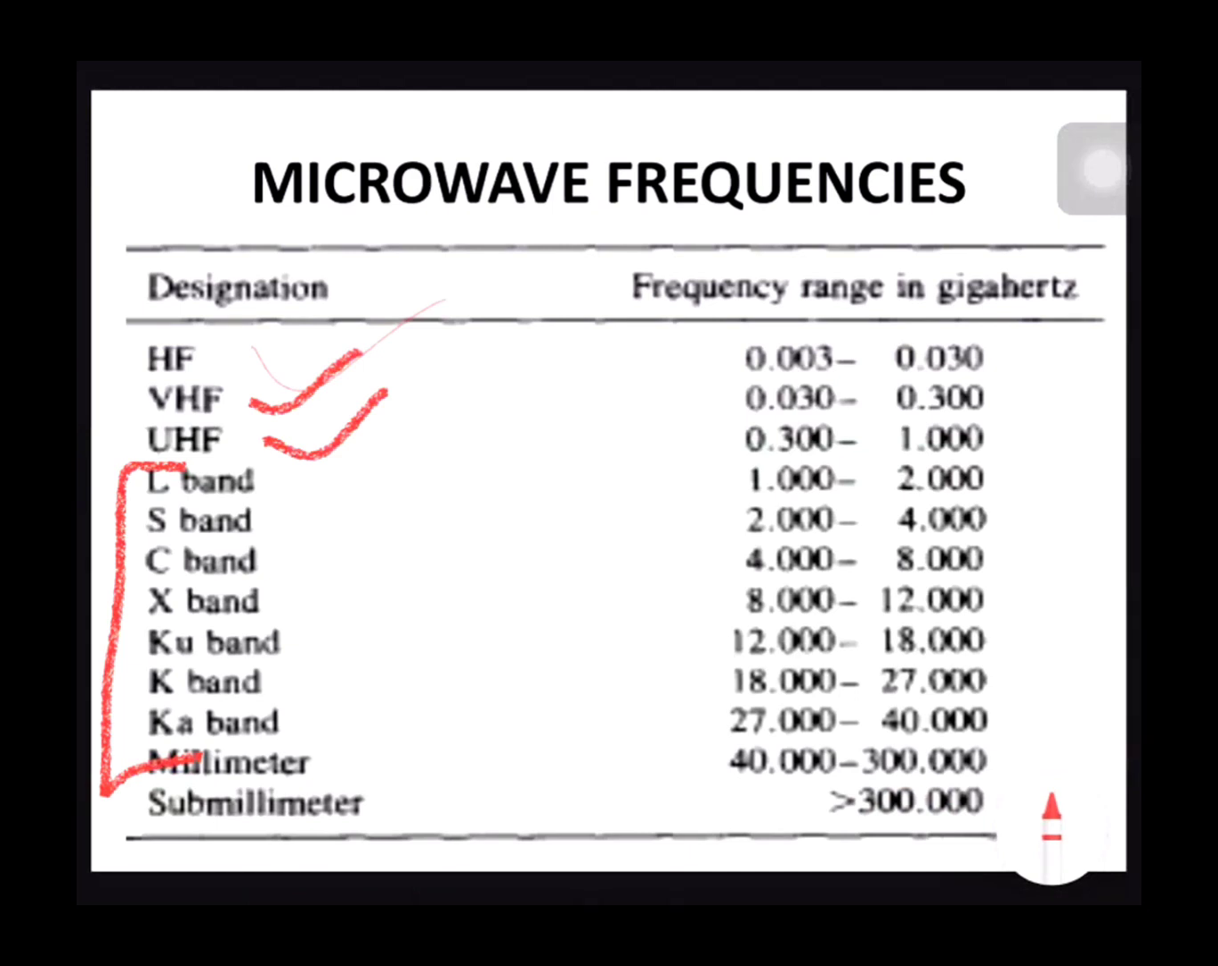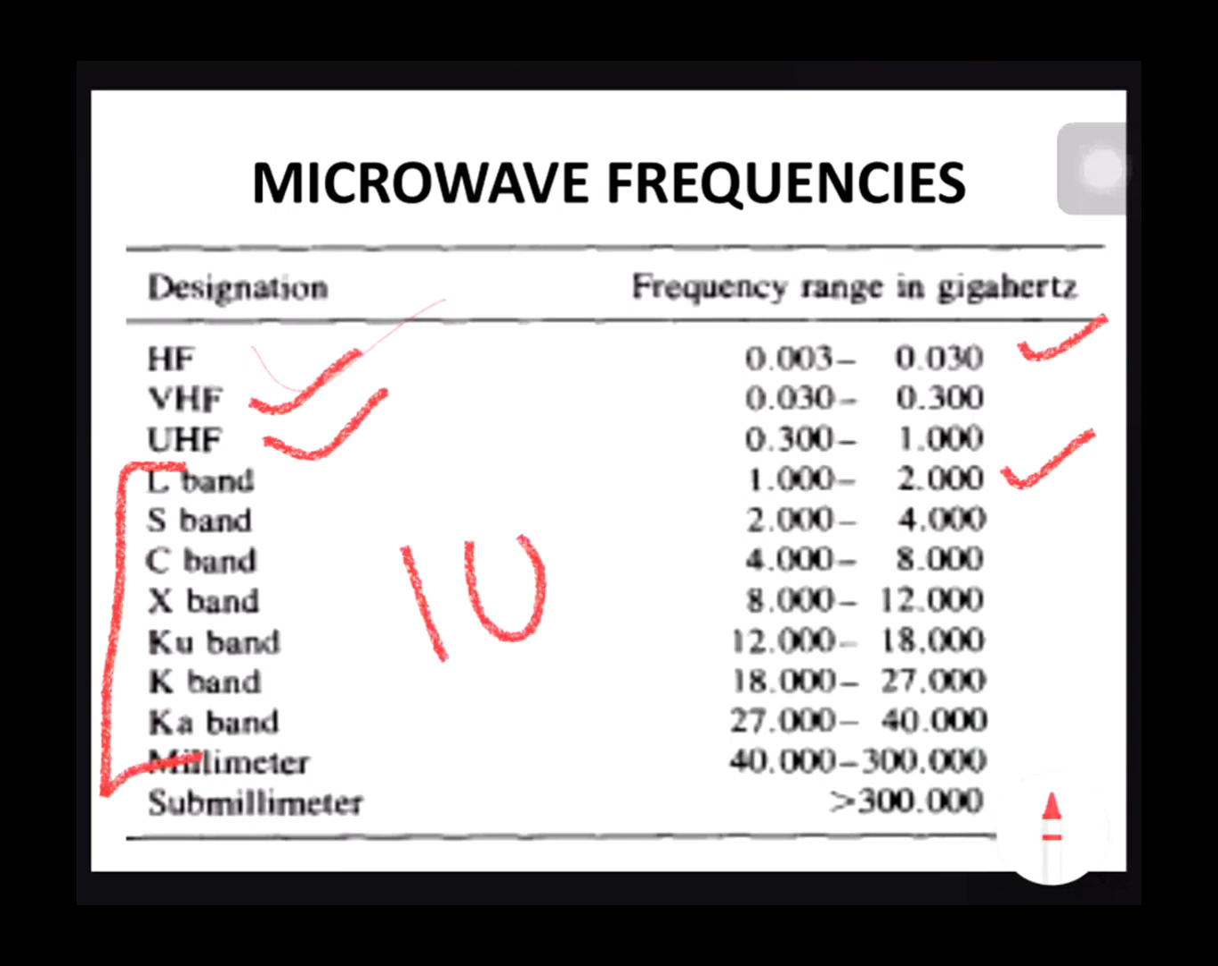So the high frequency ranges from 3 to 30 kilohertz, and next very high frequency from 30 to 300 megahertz, and 300 megahertz to 1 gigahertz is UHF, and L band is 1 gigahertz to 2 gigahertz. So this is in order of gigahertz. Always, the microwave frequency range is in the order of gigahertz. Please keep this in mind, because in the lab when you are conducting the experiment you will be noting down and calculating the frequency.